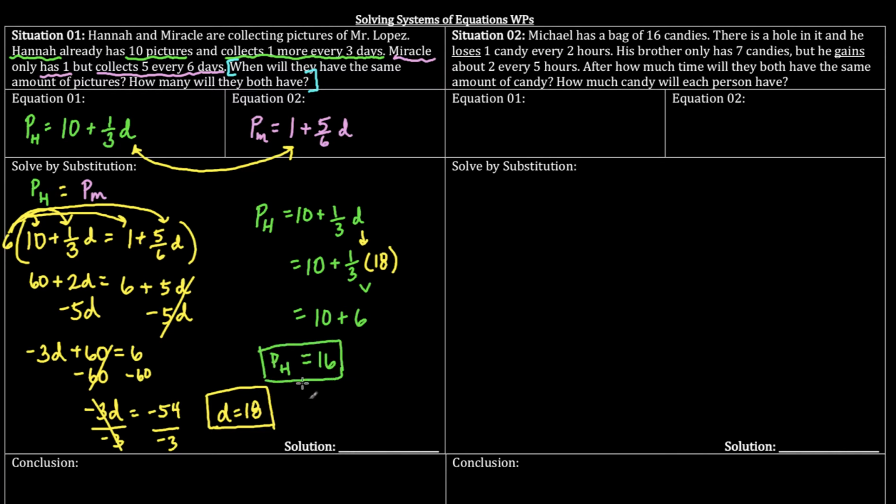Now, the thing is, I know that after 18 days, remember, they're going to be the same. And after 18 days, Hannah has 16 pictures. That means that after 18 days, Miracle also has 16 pictures. So I know my common solution. So let's go with yellow.